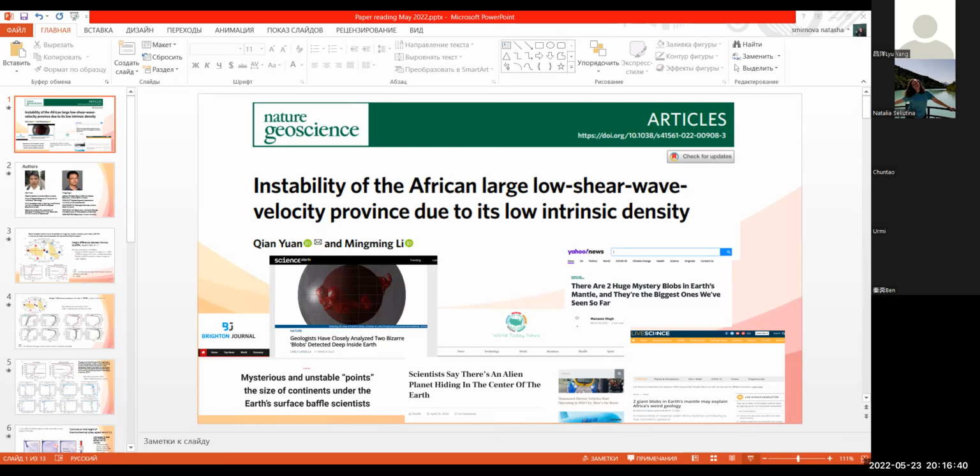The authors are Quan Yuan and Minmin Li. They are currently research assistant and assistant professor at Arizona State University. The history of Minmin Li: he did his bachelor's at Yunnan University, his master's at the Institute of Geology and Geophysics, Chinese Academy of Science, and his PhD at Arizona State University. He held his postdoc research at University of Colorado Boulder, and currently he is at Arizona State University.